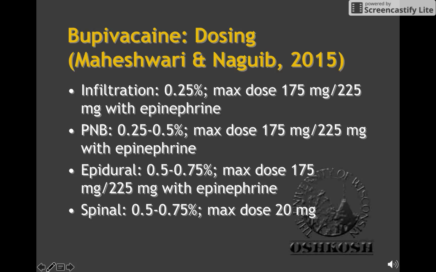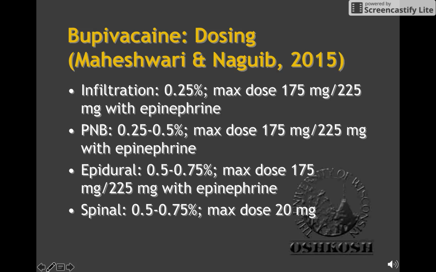For use in local wound and tissue infiltration, a 0.25% solution is injected into the extravascular space to produce immediate, short-term analgesia. The maximum recommended dose is 175 milligrams in the absence of epinephrine or 225 milligrams in the presence of epinephrine.